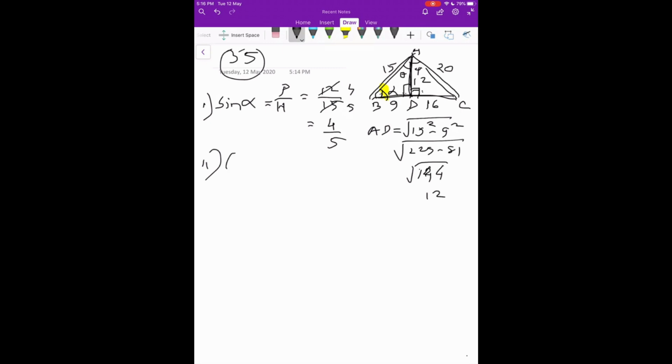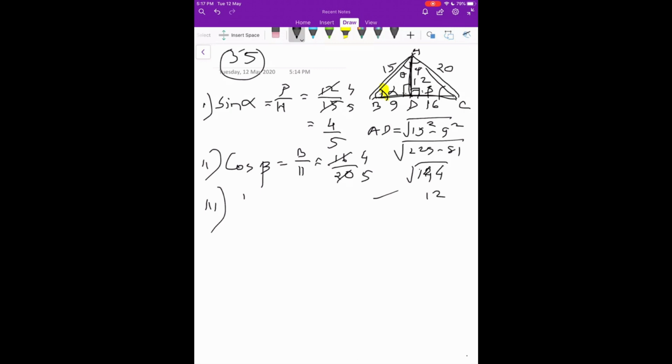The second question is asking you to find cos beta. Let's see where beta is. I have not yet marked it, so this angle is beta. For that beta I have to take the second triangle, and cos is base by hypotenuse. If the angle is beta, the base is the lower side, that's 16, and the hypotenuse is 20, opposite to 90 degrees. So 4 4 and 4 5, and your answer is 4 by 5.